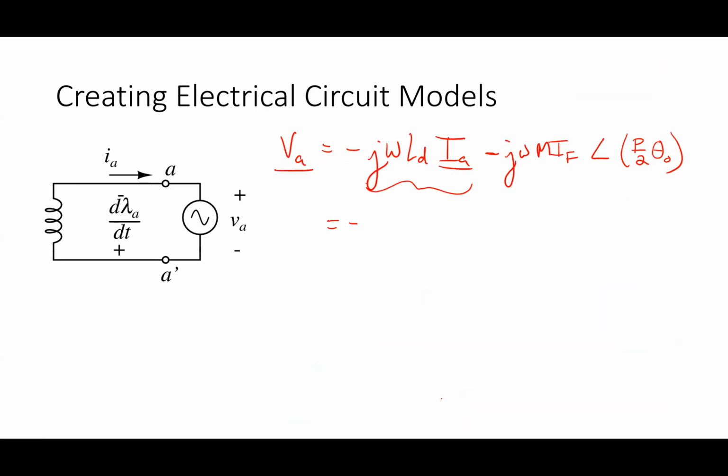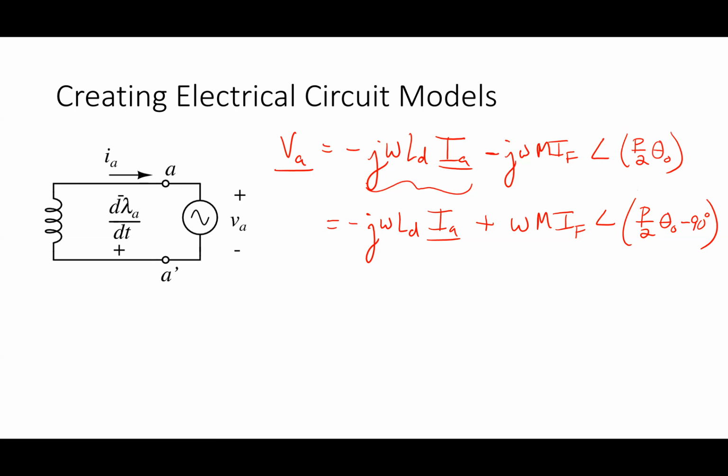So instead of putting the j there, I can write this as negative j omega L_d I_A plus omega M I_F with an angle of P over 2 theta naught minus 90 degrees. Like that. And all the omegas here are the electric. If you go slowly through that math, you'll see that it should have been an omega and not an omega_m, because it was a P over 2 times omega_m that would have come out when I took the derivative.